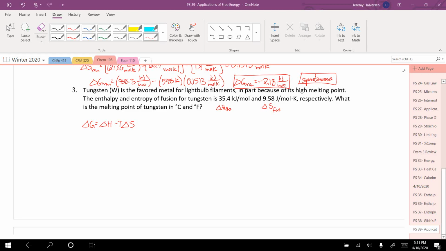So that means that at some temperature, we make the transition from positive delta G to negative delta G. Well, at the temperature of that transition, the point at which the switch between non-spontaneous and spontaneous happens, delta G is going to be 0.